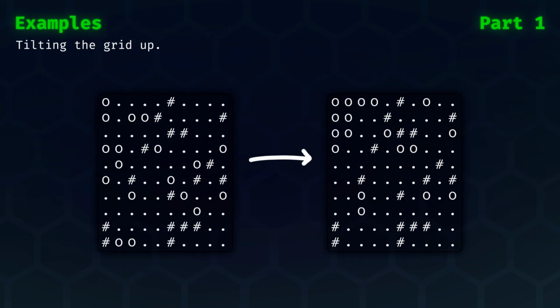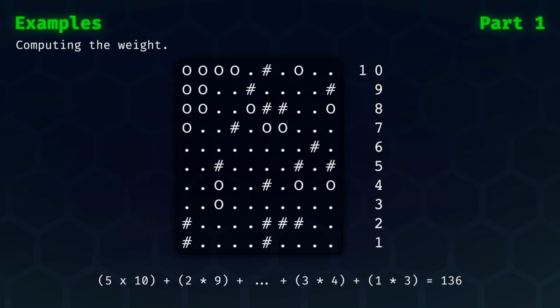First, let's look at this example of tilting the rocks up. Do you see how all the circles moved up as far as they can? Then once we stacked up the rocks on the north side of the grid, we can compute the load, or weight if you will. We do this by numbering the rows of the grid from the bottom up, starting at 1. In this example, the final row is row number 10. Then for every rounded rock in the row, we add the row number to the total weight. In this example, we can see 5 rocks in row 10, 2 in row 9, and so on. The total weight is 136.